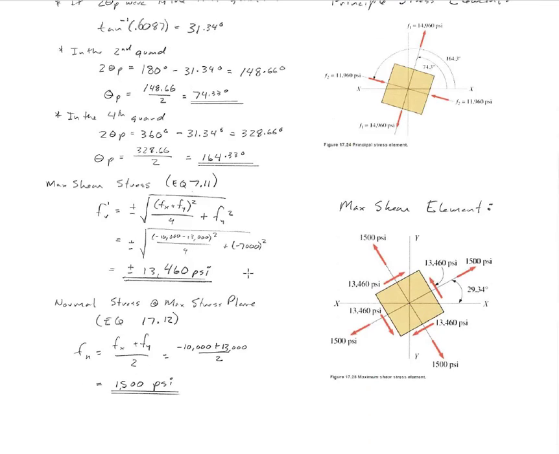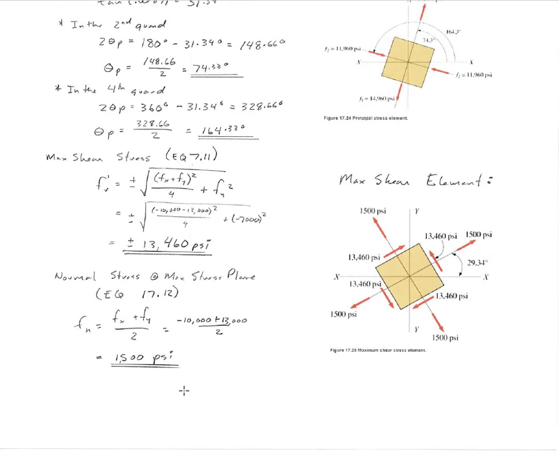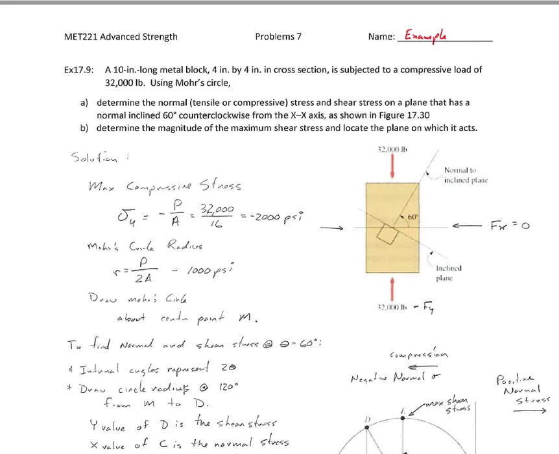Now for the maximum shear stress, what we have here is our equation 17.11. We plug that in, and that gives us our maximum shear stresses. And then the normal stress at the maximum shear plane, equation 17.12, gives us 1,500 psi. Okay, I'm going to stop this one here, and I'm going to pick up the example from section 17.8 after this.